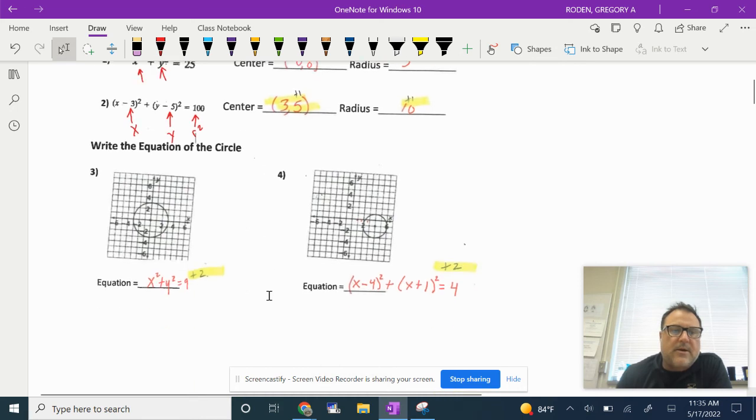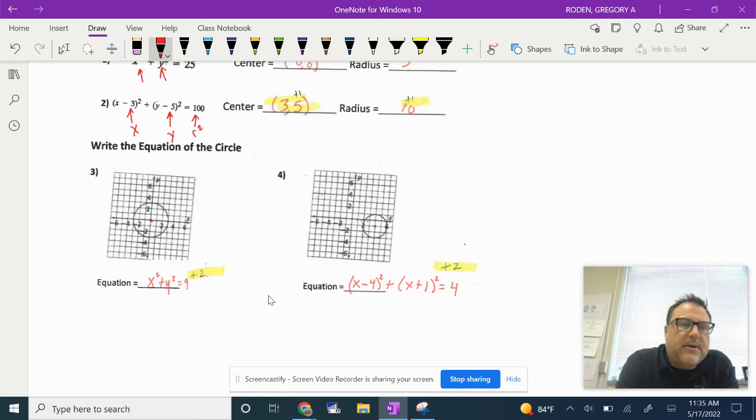All right, now this one right here, we're centered at the origin, right? So that means we're going to have just x squared plus y squared. We don't have to have minus zeros, which doesn't do us any good. Now, we have to look at the radius, so I'm just going to count. 1, 2, 3. So our r equals 3, but remember we have to square it. So 3 squared is 9. So there's the equation for that.